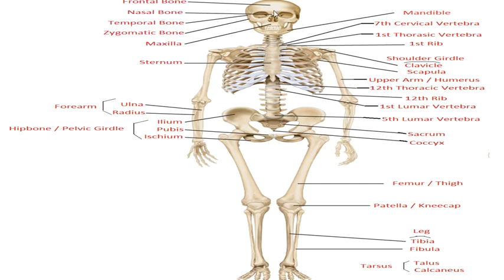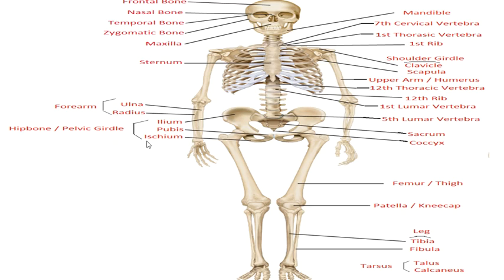So it was the diagram which we had in the previous slide. The names are here. If it was not clear to you, you can see over here. I feel it was a bit hazy, so I have brought the diagram again for you. These are the names: frontal bone, nasal bone, temporal bone, zygomatic bone, maxilla, sternum. Then for the arm bones, this is the forearm, ulna and radius.